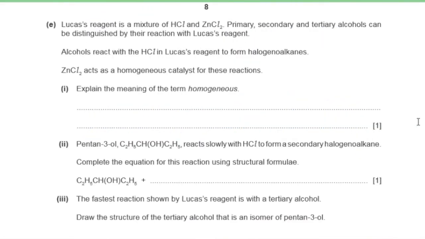Part E, Lucas reagent is a mixture of HCl and zinc chloride. Primary, secondary, and tertiary alcohols can be distinguished by the reaction with Lucas reagent. Alcohols react with the hydrochloric acid in Lucas reagent to form halogenoalkanes. Zinc chloride acts as a homogeneous catalyst for these reactions. Part 1, explain the meaning of the term homogeneous. So homogeneous catalyst is when the catalyst is in the same phase as the reactants and products.